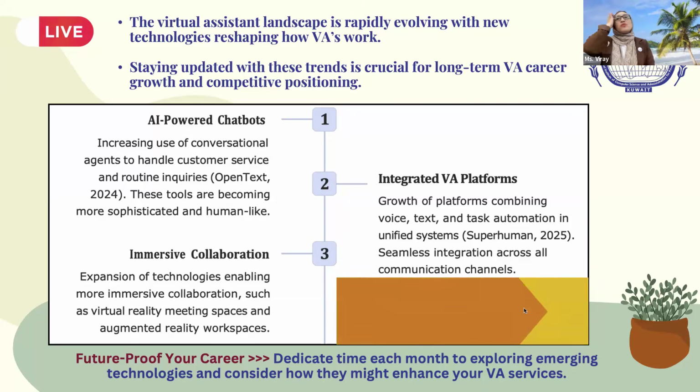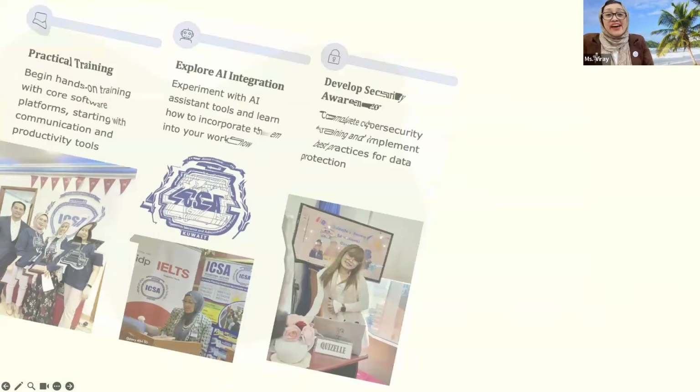So the problem with the software is iba-iba. So what they do is they integrate. That means they can merge them together. Okay, so that's called integration. And then immersive collaboration. So if you guys don't know how to do and maneuver on these kinds of platform, you are not future-proofing your VA career. So you have to future-proof, meaning in the future, you know that you can compete because you know how these things work. Okay? Good luck sa inyong lahat.